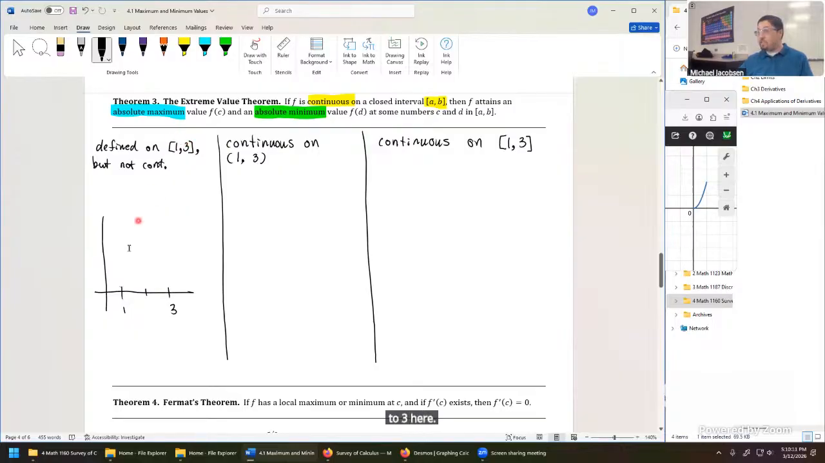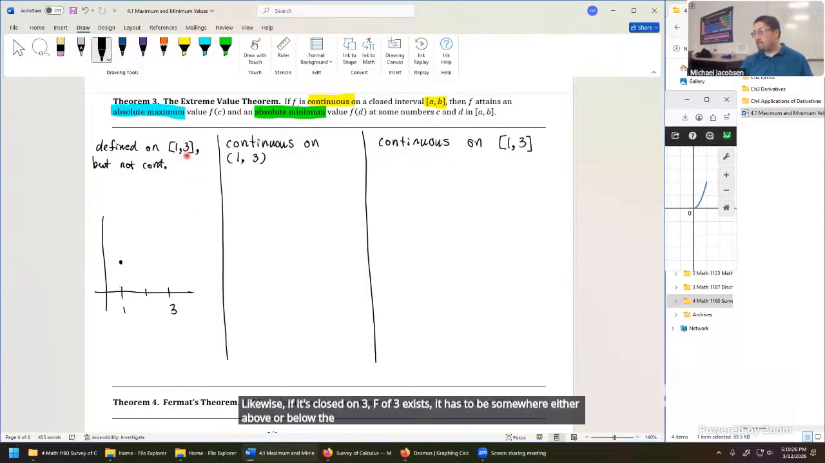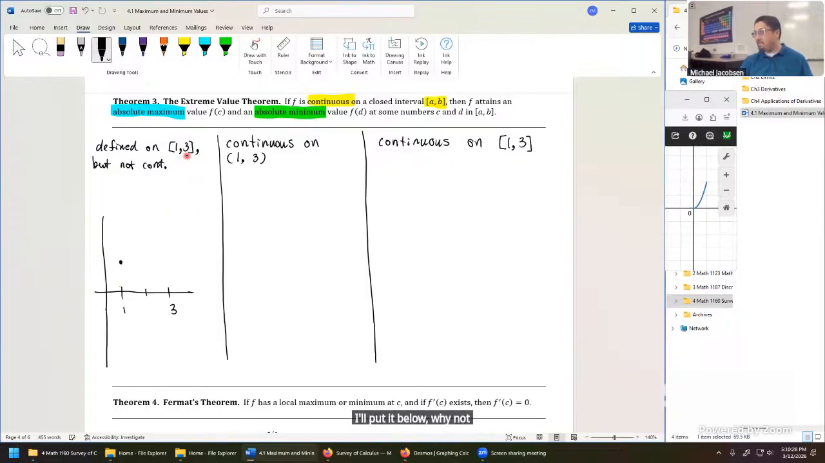We're defined on [1, 3]. So if we have a closed interval here, that means the function has to have a solid dot somewhere. Likewise, if it's closed at 3, f of 3 exists. It has to be somewhere, either above or below the x-axis. I'll put it below, why not? We have some space down below.